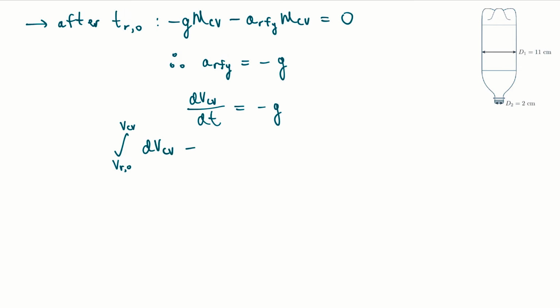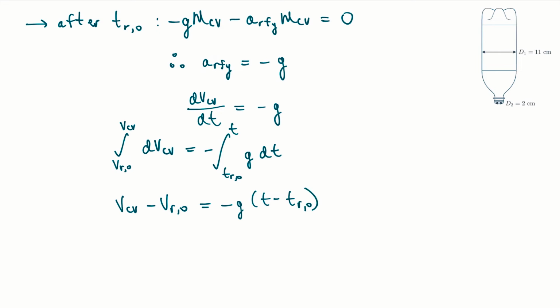So for my bounds, we have to remember that this flight behavior starts at the moment the water runs out. That's why we have to integrate from our velocity at the moment it runs out to some current velocity. And then on the time side, we have to go from the time that it runs out to some time point. And that just leads to this. Then we can rearrange for our velocity, which is V_CV. That's the velocity of the control volume after the water runs out, whereas the V_RO there is referring to the velocity at the moment the water runs out.